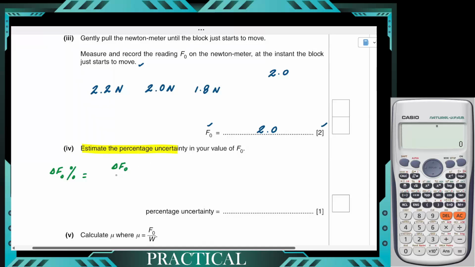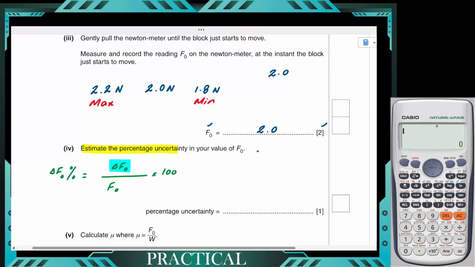You can write absolute uncertainty divided by principal value, which is F0, times 100. Now before you insert the value of absolute uncertainty, you have to make use of the multiple readings that you have taken previously. If you take a look at the previous readings, what you do afterwards is note down the maximum reading.